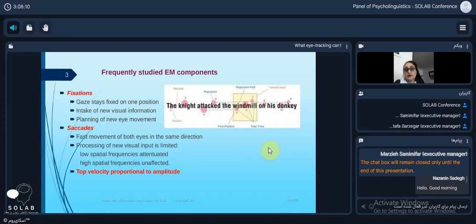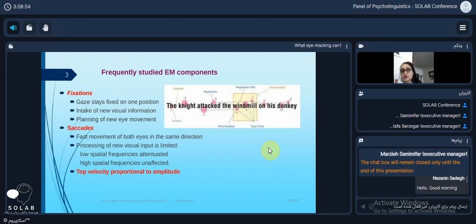When you see these circles, they are fixations. If they are larger, they take more time, which shows the intake of new visual information. You change information through saccades, but you take in information through fixations. And that's the time for planning the new eye movement: where the eye should move to, which side of the space.